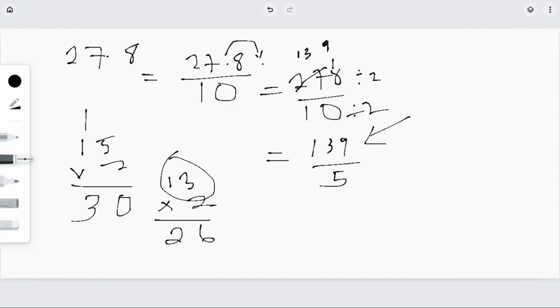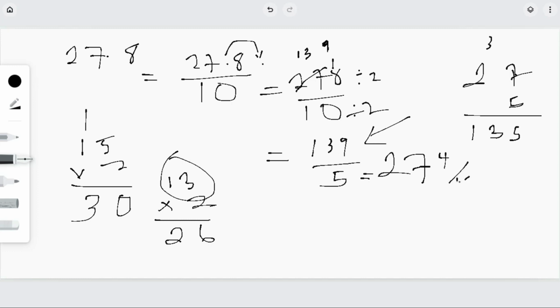So what you can do now: how many 5s can you find in 139? Let's check if we can see 27 5s in it. 5 times 7 is 35, right? We keep 3. 5 times 2 is 10, plus 3, that's 13. That means we have 27 as the whole number. What remains here? That's 4. So 4 over 5.